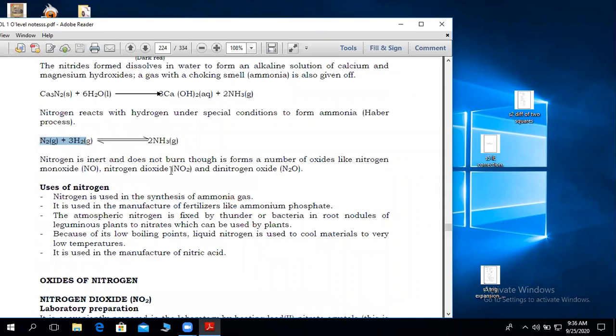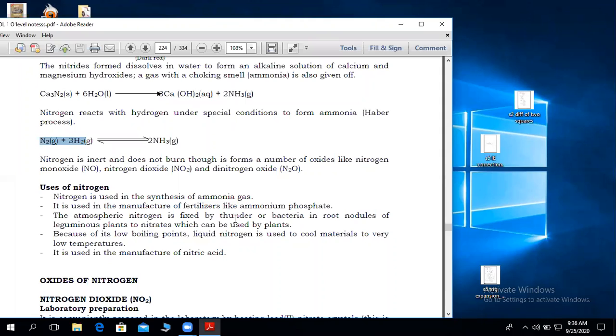Uses of nitrogen. Nitrogen is used in synthesis of ammonia gas, or manufacture of ammonia gas. It is used in the manufacture of fertilizers like ammonium phosphate. The atmospheric nitrogen is fixed by thunder or by bacteria into nodules of leguminous plants.